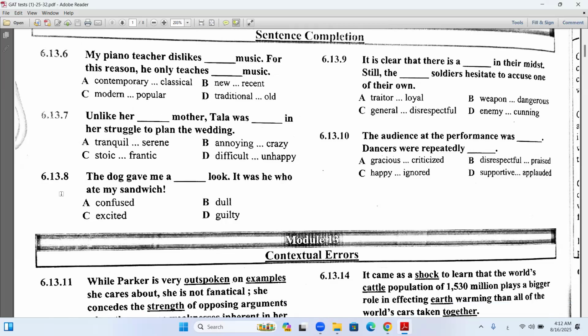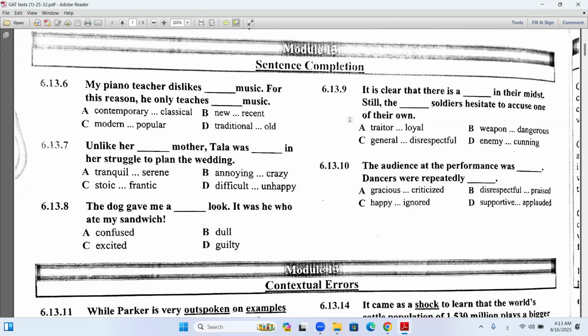Eight. The dog gave me a guilty look. It was he who ate my sandwich. A guilty look here. He looked accused of eating my sandwich. And it's explained here, it was he who ate my sandwich. Perfect.